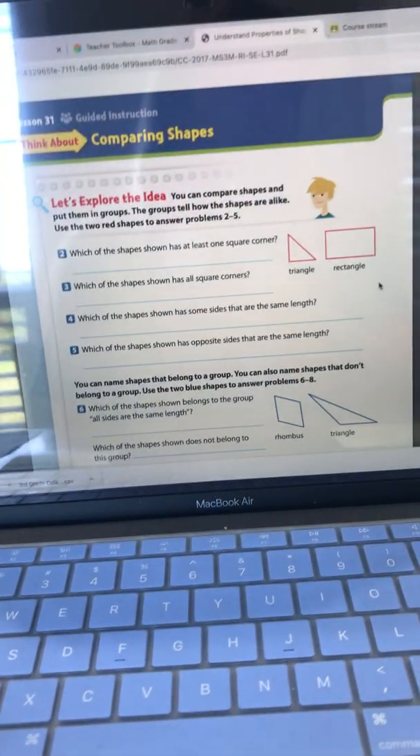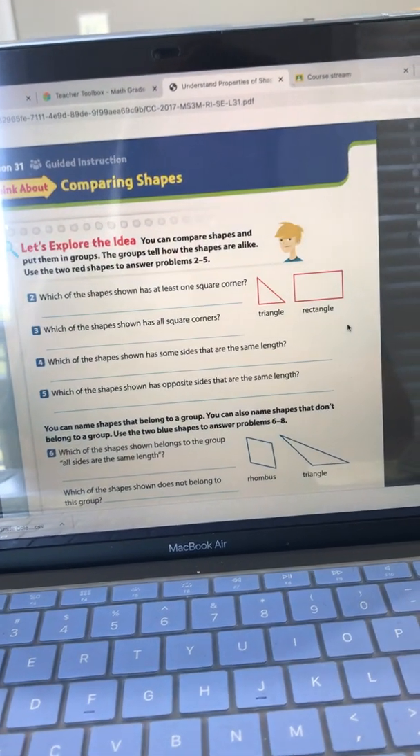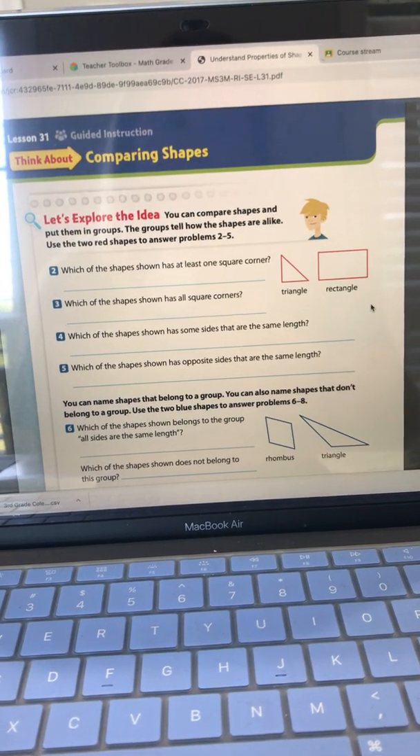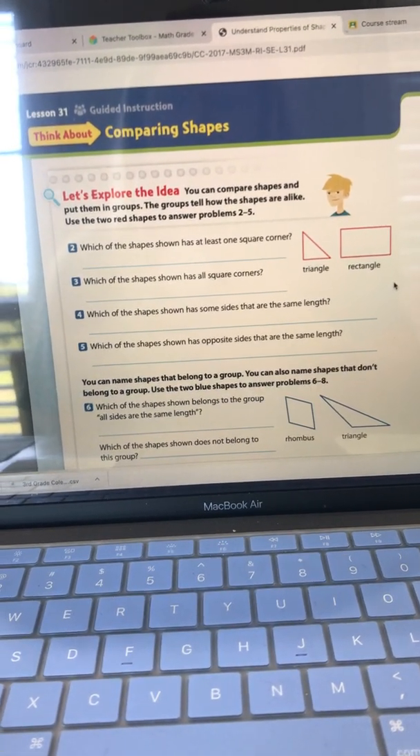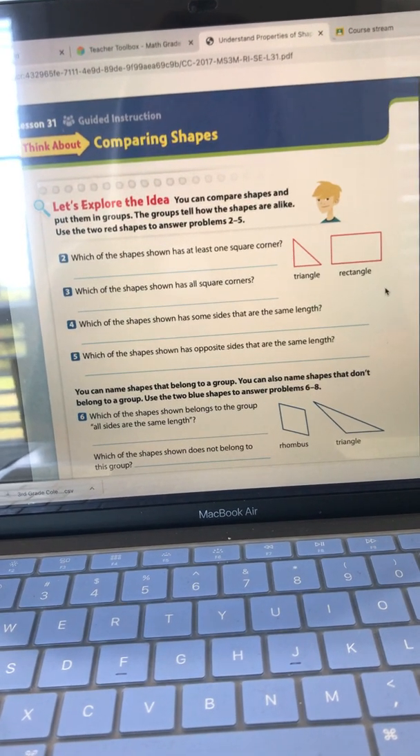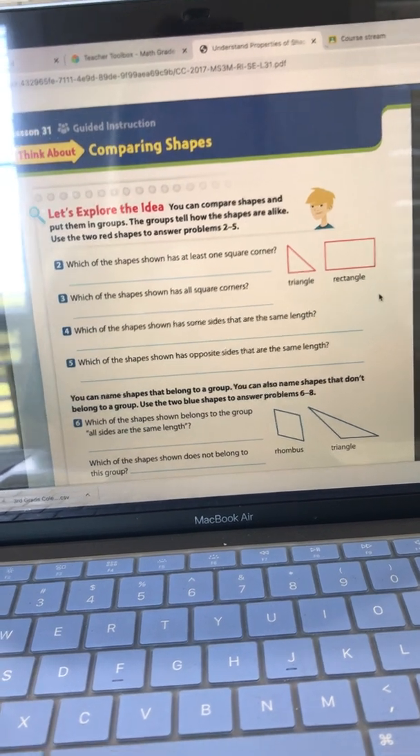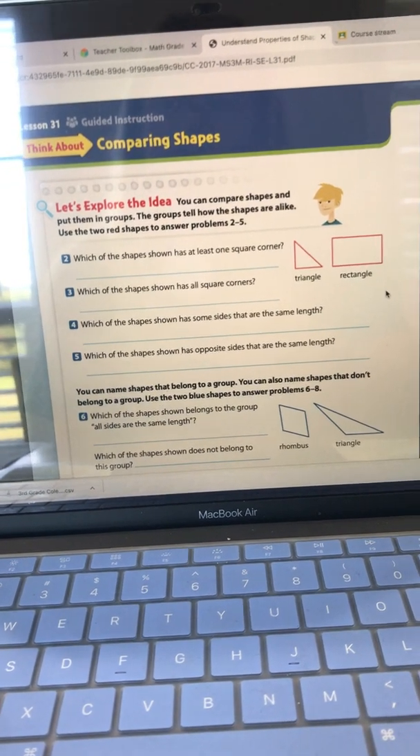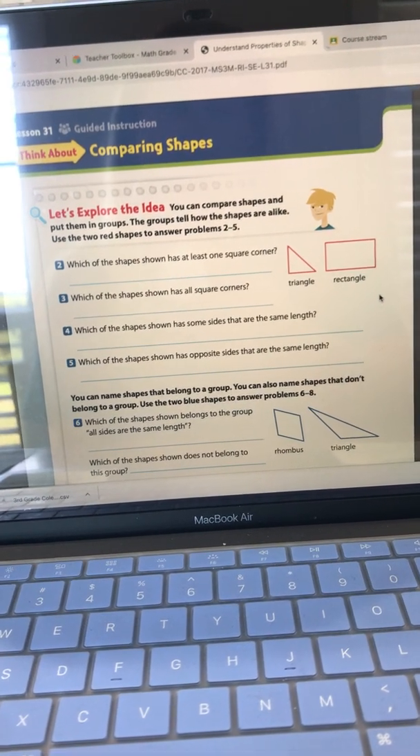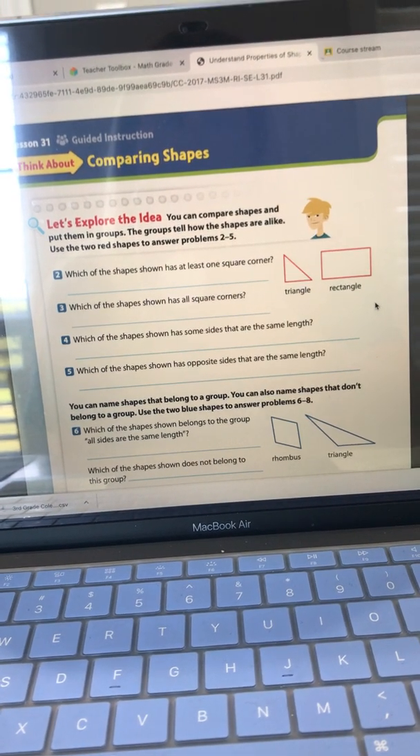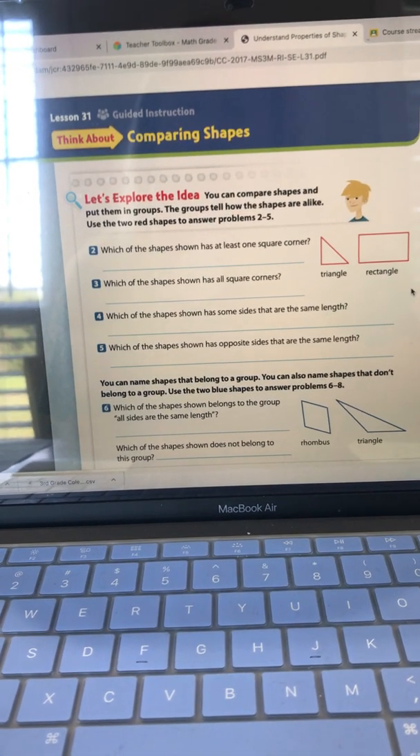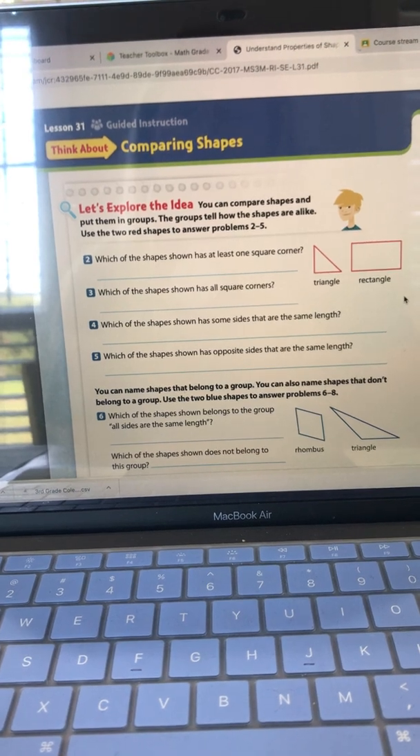Okay, we're going to go over page 332 and 333. This is in your instruction iReady math book. So the last lesson that you did, you were learning about how to look for attributes or properties or rules of shapes, such as how many sides and angles it has, how many sides are all the same length, how many right angles or square corners it has, or how many parallel sides. So now we're going to use those attributes to help us identify these shapes.